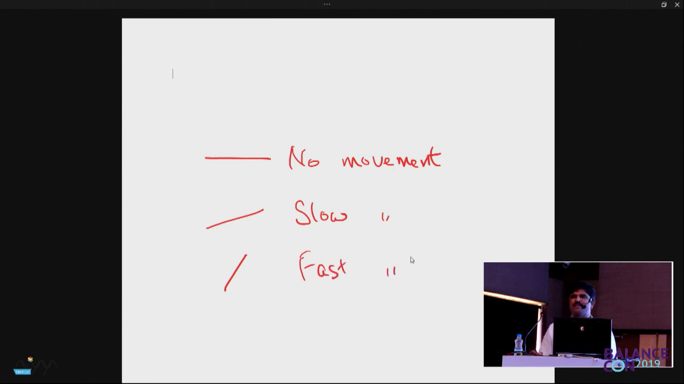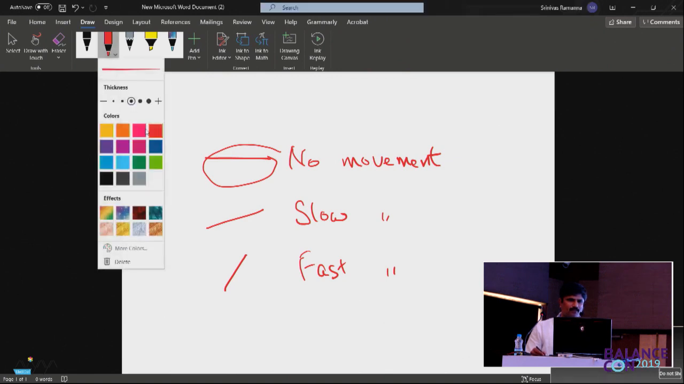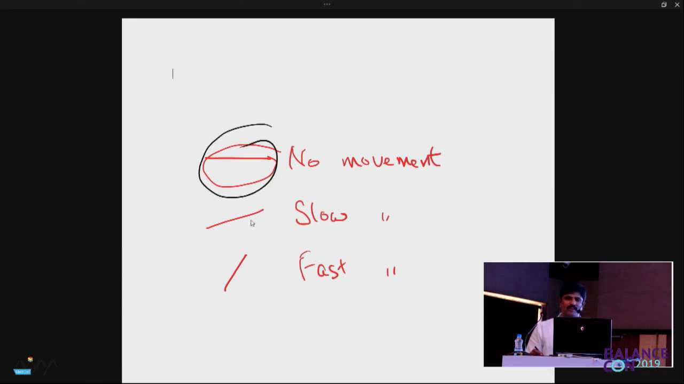In this, there is one thing we need to know here. This no movement is an absolute alphabet. Slow and fast are not absolute. They are relative to one another.